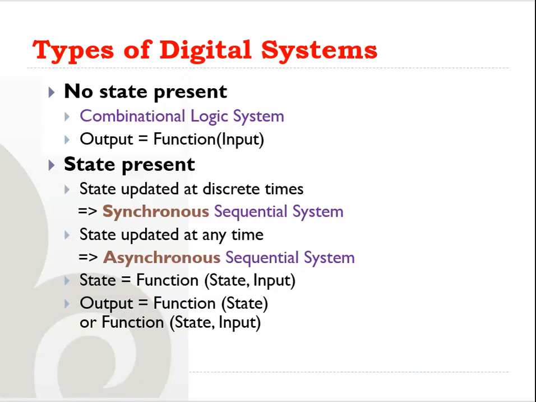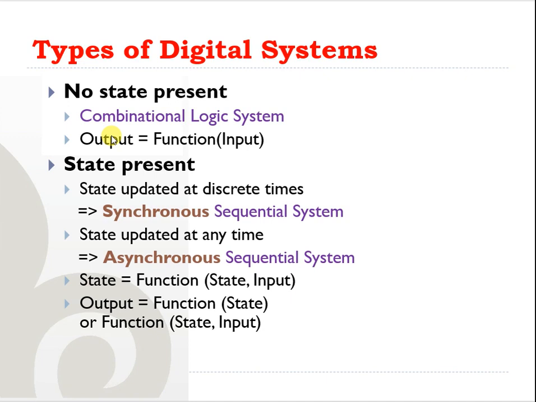Hello everyone. In this part of the first lecture, we will talk about the types of digital systems and later regarding the different types of the signals. For the digital systems, we have two main types. The first one is when there is no state, and we call those types of digital systems combinational logic systems. In this case, the output of the system is a function of the input. So it doesn't matter what has happened in the past. If you provide the same input at any time, you will get the same output, exactly the same output.